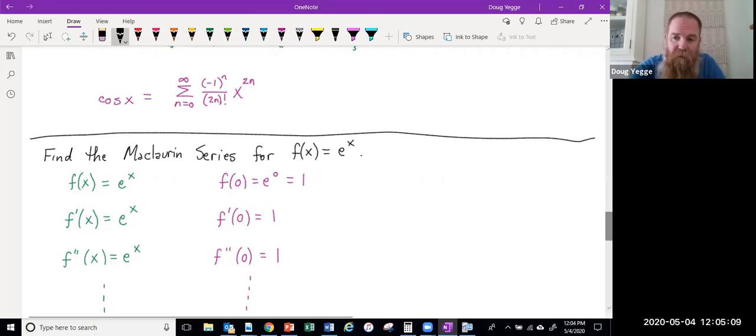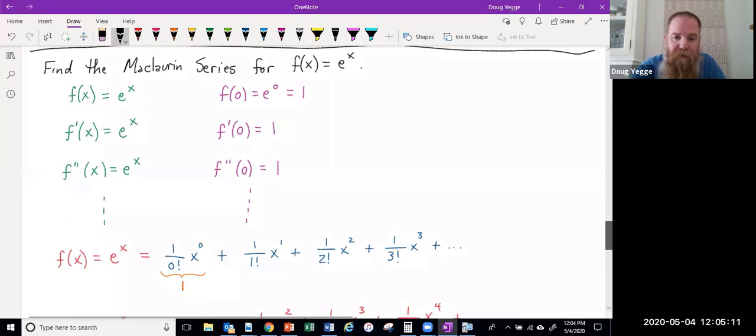So notice that if I wanted to write the expansion, then that just means I get 1 over 0 factorial x to the 0. I wrote that for a reason, because this is why the leading coefficient is always going to be whatever f of 0 is. Because x to the 0 is 1, 0 factorial is 1. So all I'm going to be left with is the function value at 0. So this is just 1.